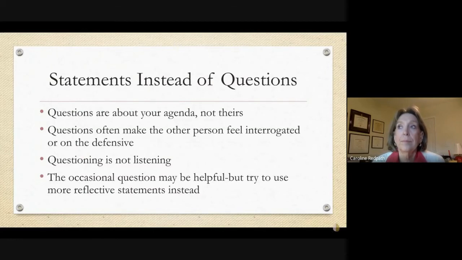Number two, questions often make the other person feel interrogated or on the defensive, and this leads them to being less open. Now, I'm not saying you should never ask questions, but in general, people ask too many questions under the guise of listening. Try to catch yourself, let go of your agenda, and use more reflective statements. Pay close attention, and you'll see that it will invite more openness.